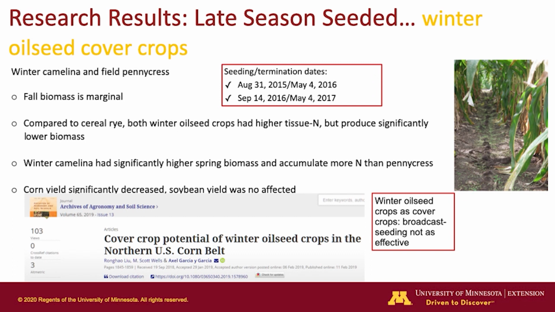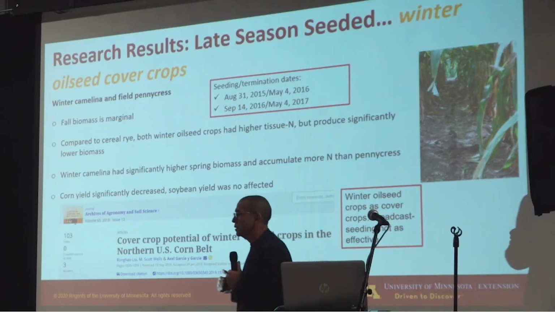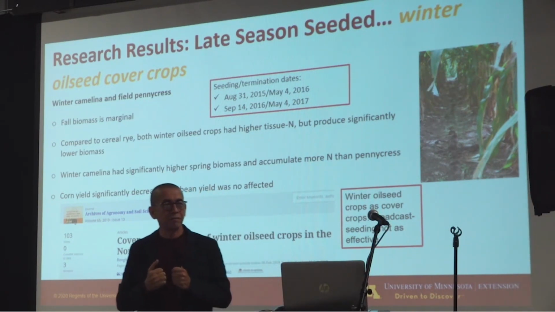And also, corn yield significantly decreased, and soybean yield was not affected. So that was interesting, but we also know that soybean usually tends to perform better when it's competing with other crops. Basically, one of the main reasons is probably availability of nitrogen. And the crops were broadcast seeded, which basically was not effective.